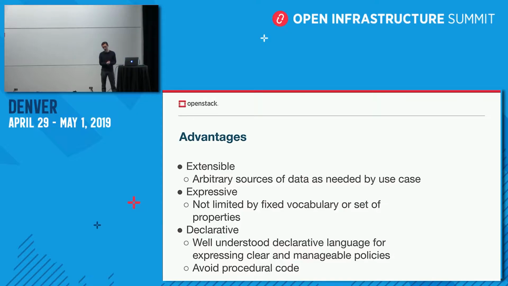There are many advantages to this architecture. To start with, it is very extensible because an operator can plug in arbitrary sources of data as needed by a particular fault management use case. It's also very expressive. The language is general and not limited by a fixed vocabulary or a predetermined set of properties you can set. So this way the operator can craft exactly the right policy for each fault scenario. And finally, the language is declarative. By using a well-understood declarative language, you can express clear and manageable policies and avoid having procedural code in your fault management policy.